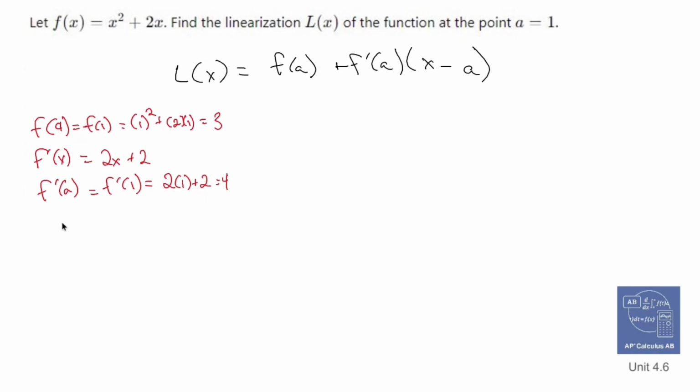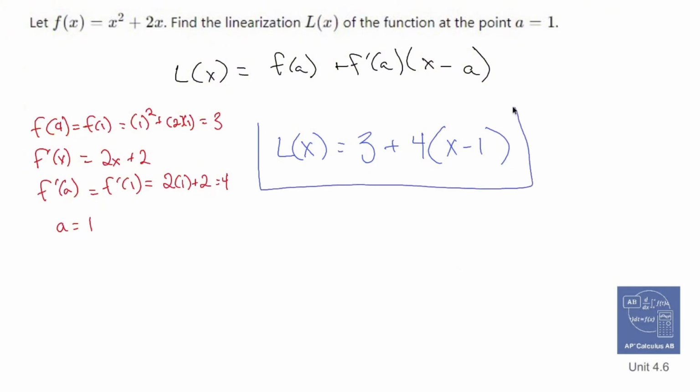Also, a is 1. I can handle that. So writing out my formula, the linearization is L of x equals f of a, which is f of 1, which is 3, plus f prime of a, which is f prime of 1, which is 4, times the quantity x minus a, x minus 1. And that's how you do it.